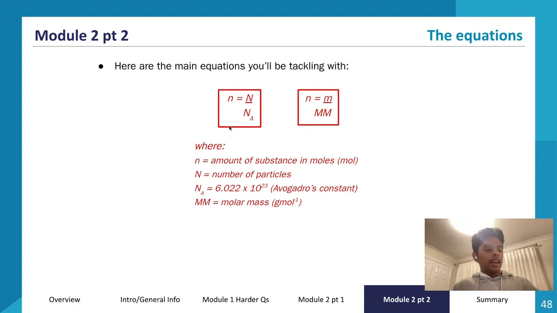If a question asks you to calculate how many particles are in 1.25 moles of sodium, we're trying to find capital N. We have N_A because it's a given value, a constant. We know what simple n is, the moles, which is 1.25. We're trying to find N. So what is the number of particles in 1.25 moles of sodium? I would do 1.25 times Avogadro's constant to get a value of 7.5275 times 10 to the power of 23 particles of sodium. That's how many particles are in 1.25 moles of sodium.